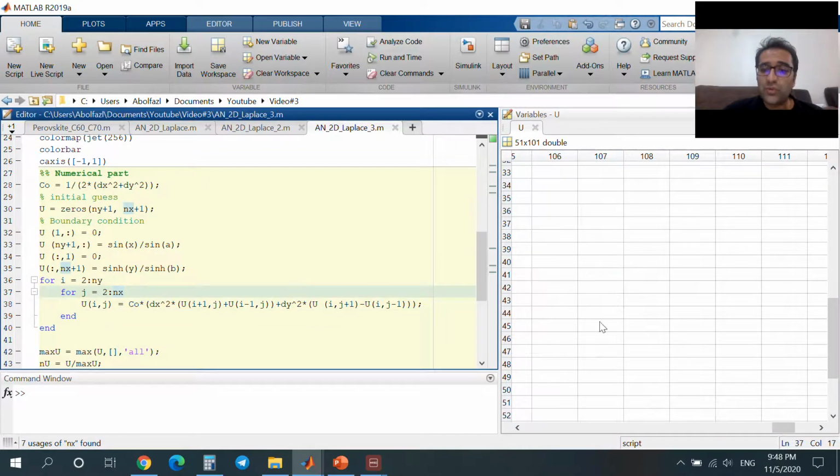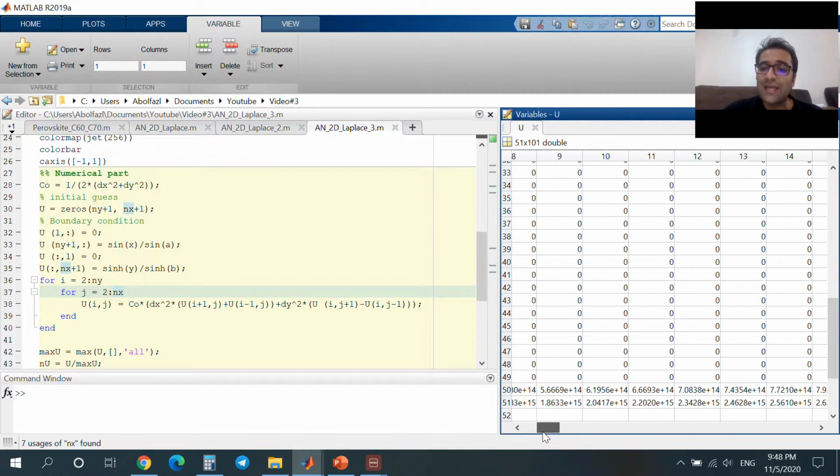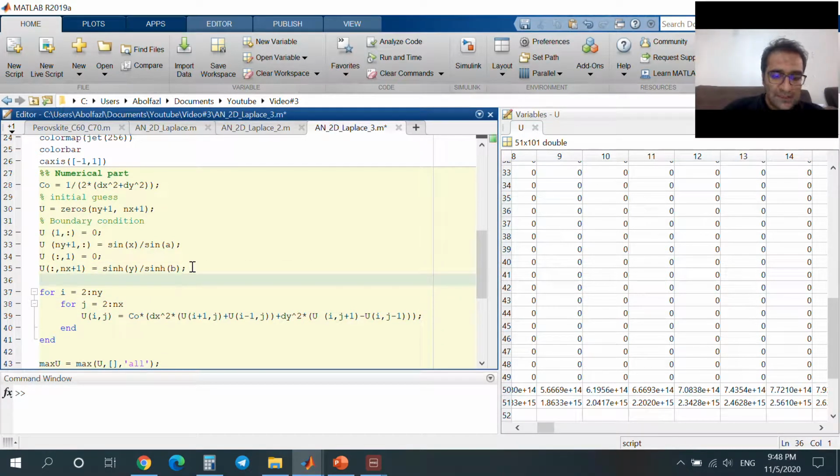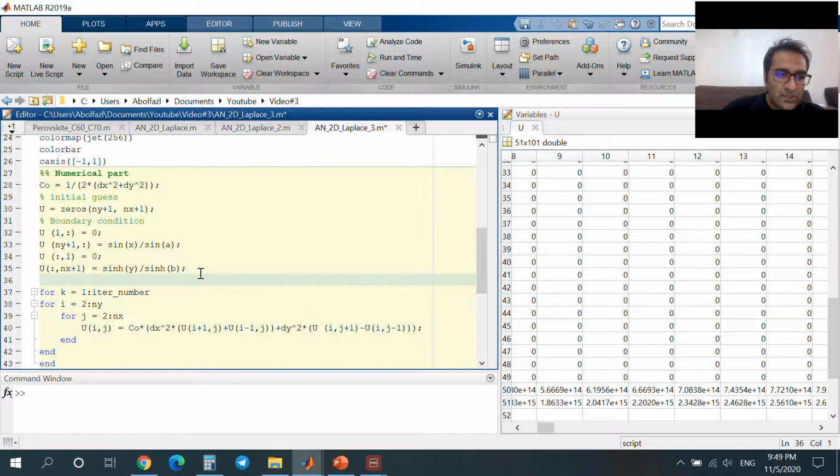And here we should use the iterative method to update the other points in the matrix. So I should put it inside another loop, for k from 1 to iteration number, iter underline number, and end here. And what is my iteration number? Iter underline number.